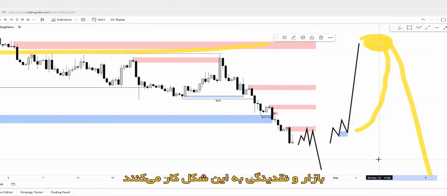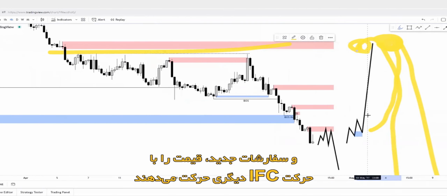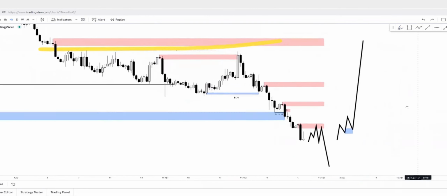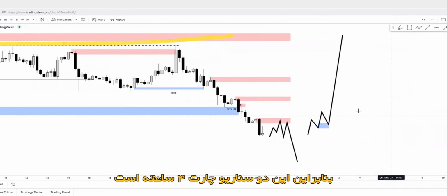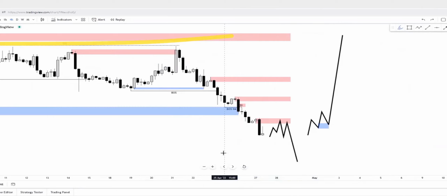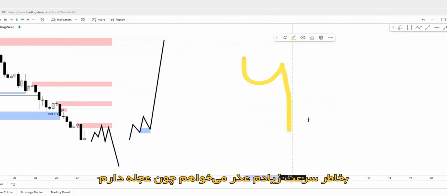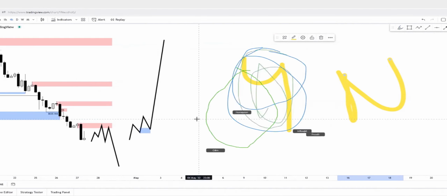This is how the market moves. This is how the market works, and this is how liquidity actually works. Stop losses are converted into new orders pushing price with another inefficient movement. So these are the two scenarios on the 4-hour chart. Is it understandable, these two scenarios? Sorry for my speed, but as I said, I'm in a hurry.